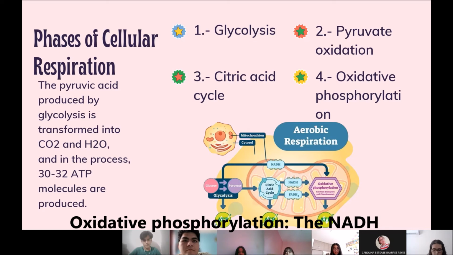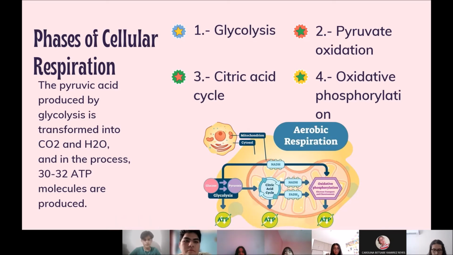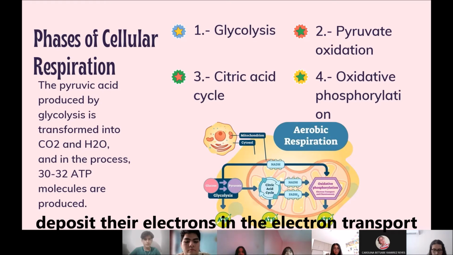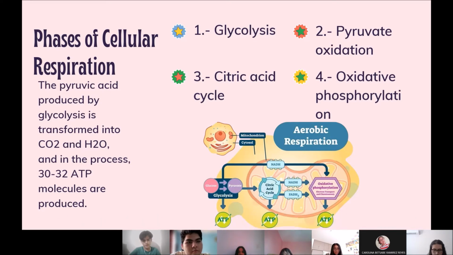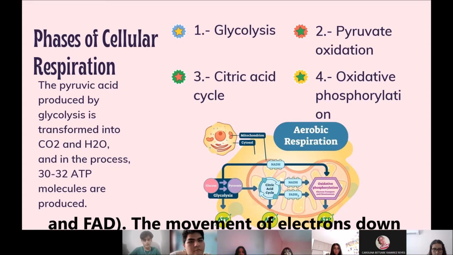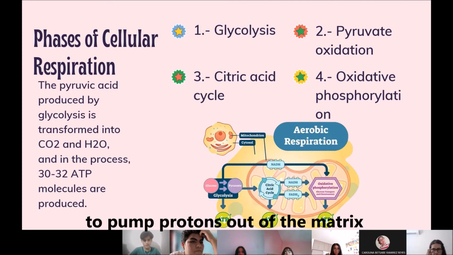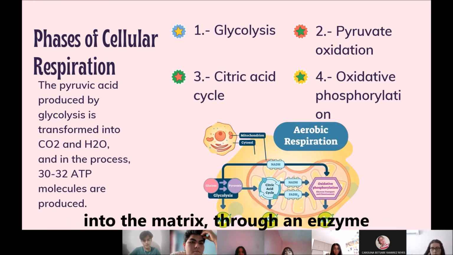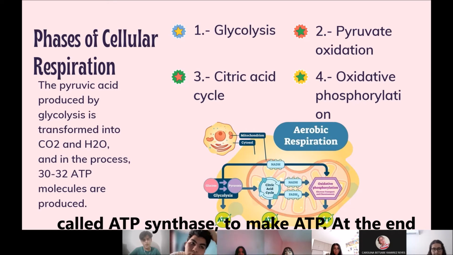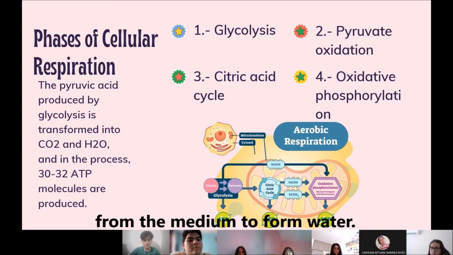Oxidative phosphorylation. The NADH and FADH2 produced in previous steps deposit their electrons in the electron transport chain and return to empty, forming NAD+ and FAD. The movement of electrons down the chain releases energy that is used to pump protons out of the matrix and form a gradient. The protons flow back into the matrix through an enzyme called ATP synthase to make ATP, and at the end of the electron transport chain, oxygen receives the electrons and picks up protons from the medium to form water.